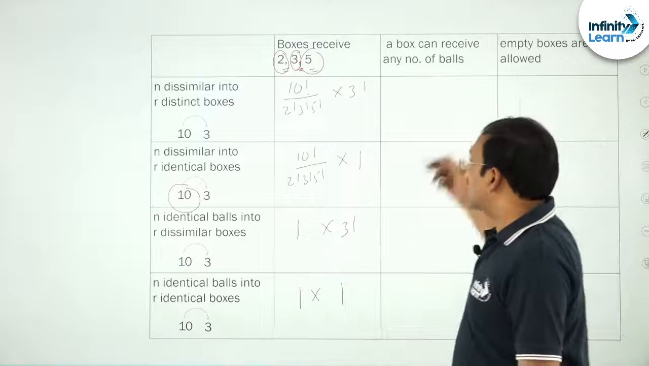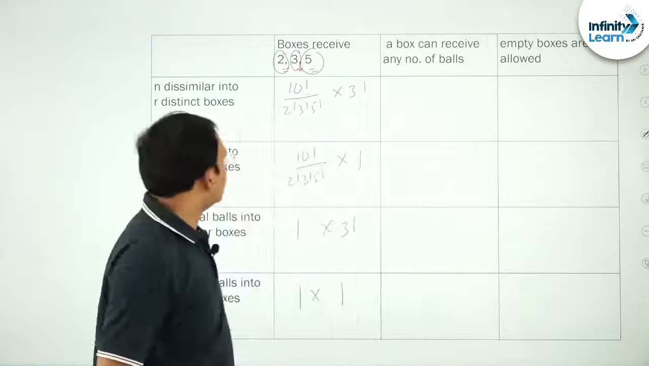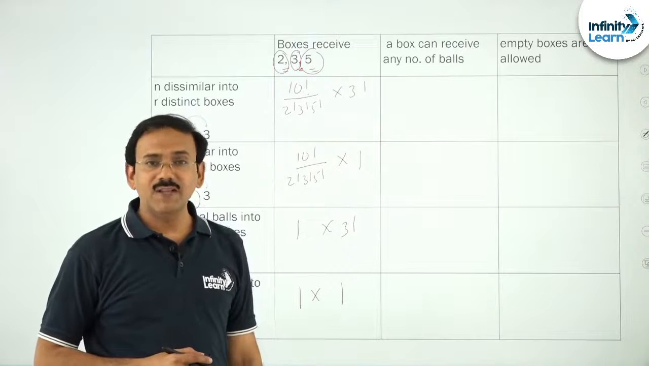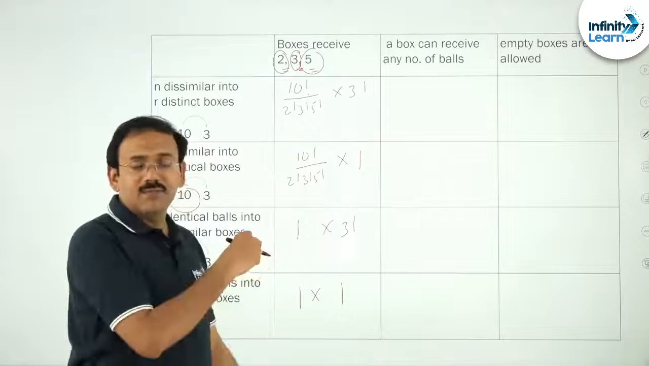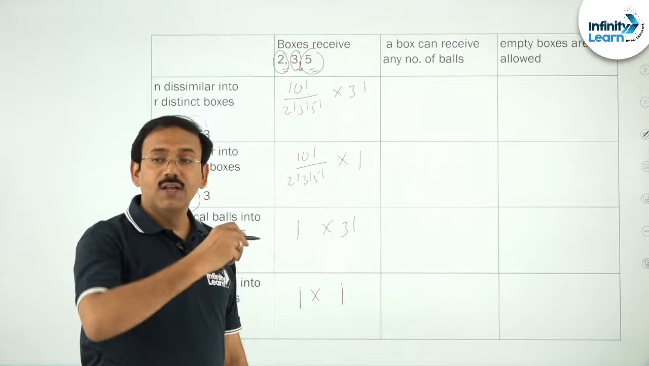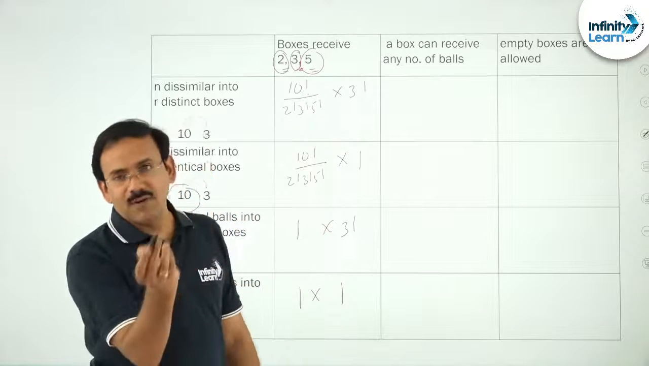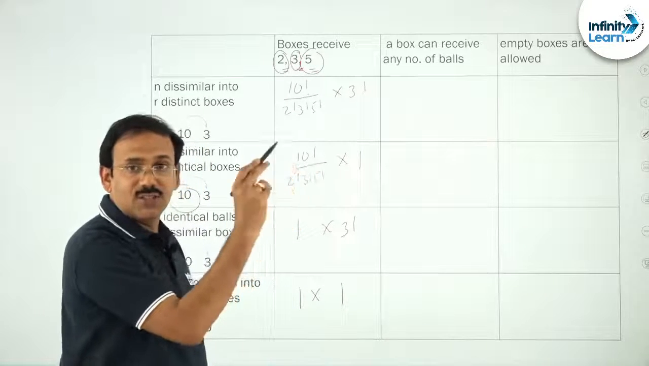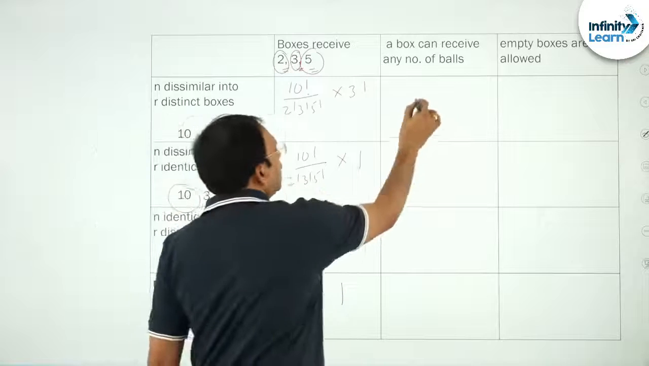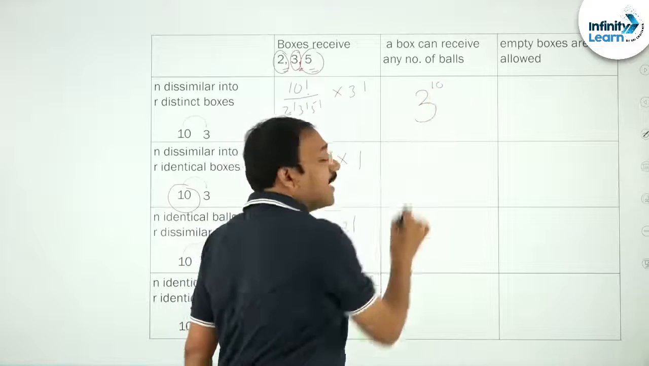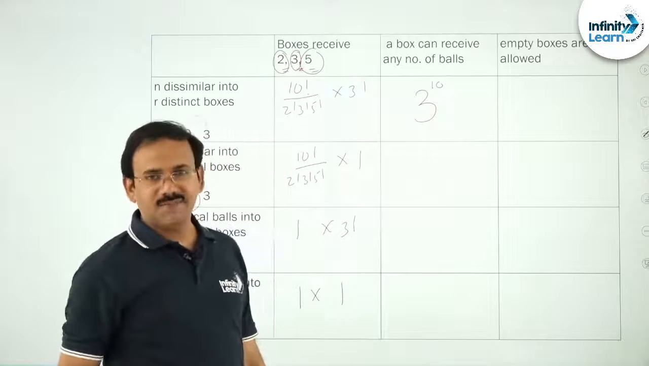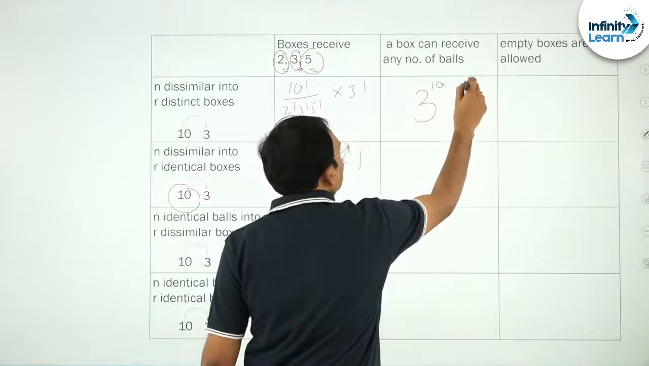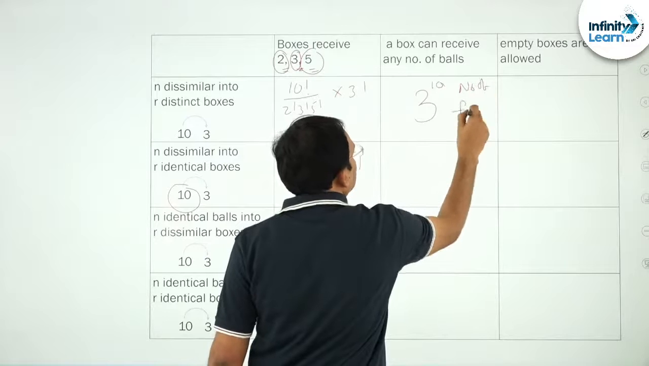Now the next question, a box can receive any number of balls. That means there are 10 items, 3 boxes. First ball can go to any of the 3 boxes. So 3 ways, 3 ways, 3 ways, 10 times, 3 power 10, like the number of functions concept. You can just write this is nothing but number of functions.